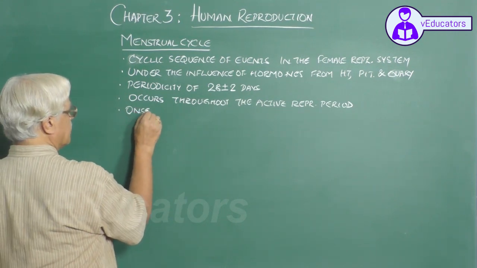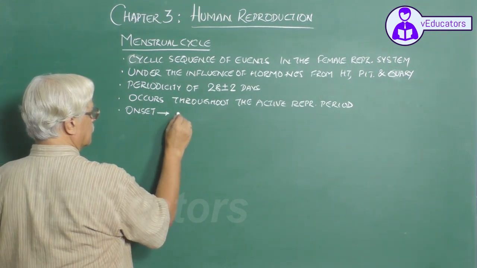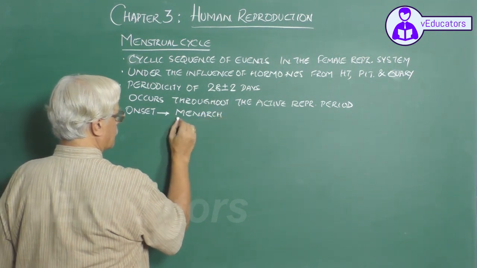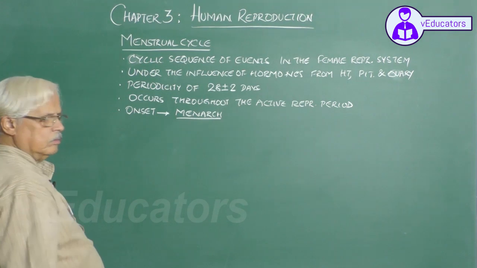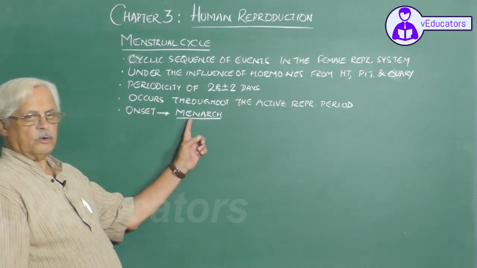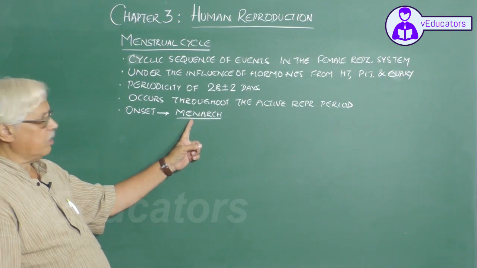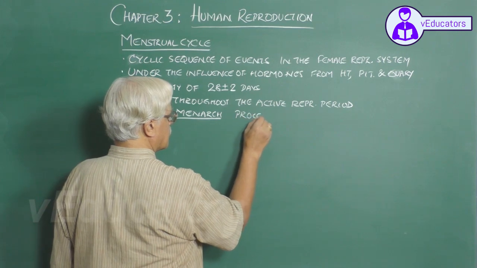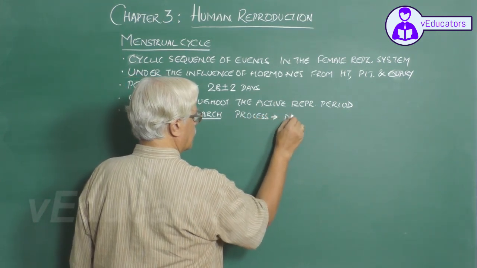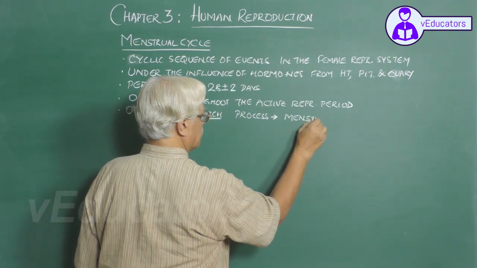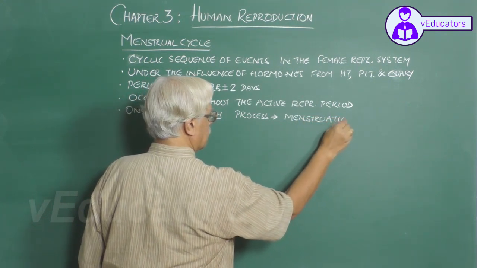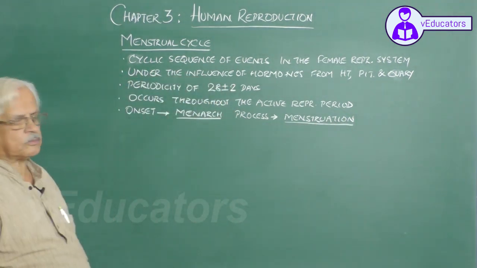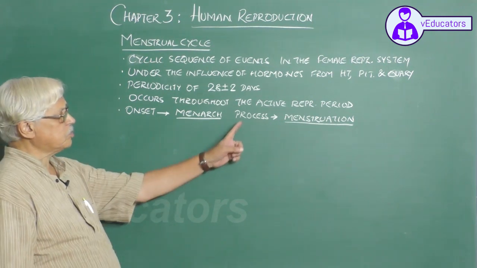The onset of menstrual cycle is called menarche. The beginning at about 13 to 14 years, it is called menarche. The process is called menstruation.